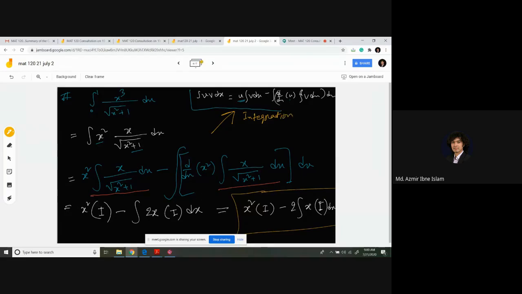Jubair, do you understand? Yes, sir. Already we have applied the integration by parts method, that means integration of uv. So you are getting full marks for this part. Now you have to solve this. Whatever you are instructed to do, you are doing the same technique.